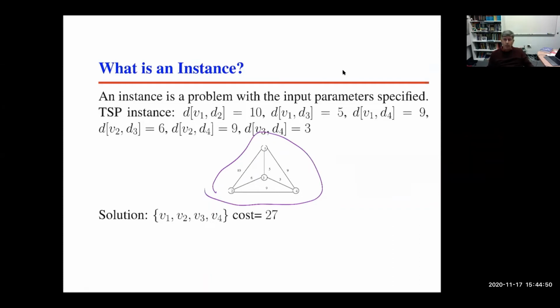An instance has a solution for a given problem. In this case, the minimum tour happened to cost 27. But problems are abstract things. Instances are the inputs of our problem. Any questions? Okay, good.